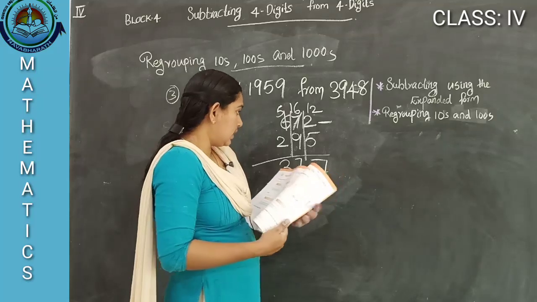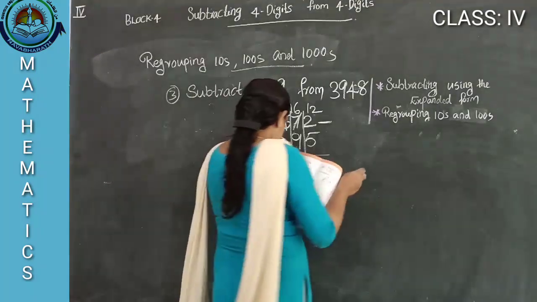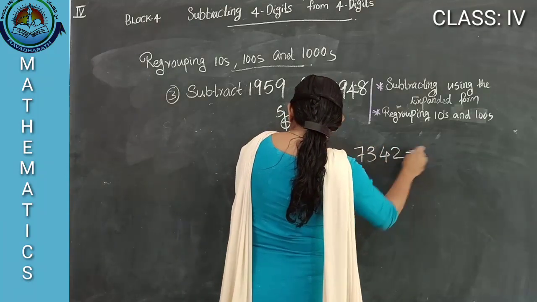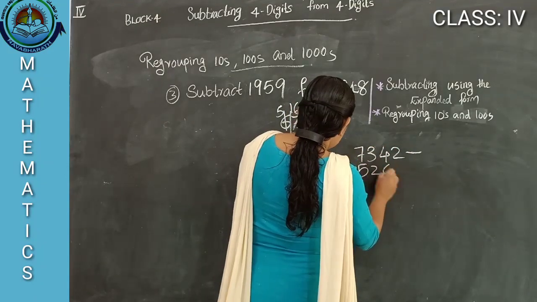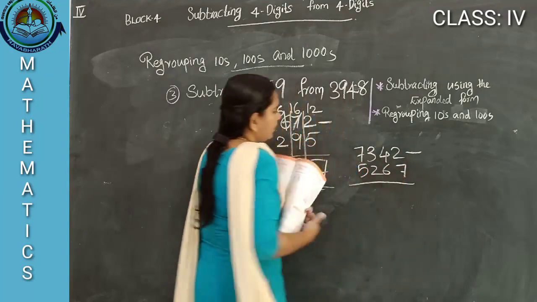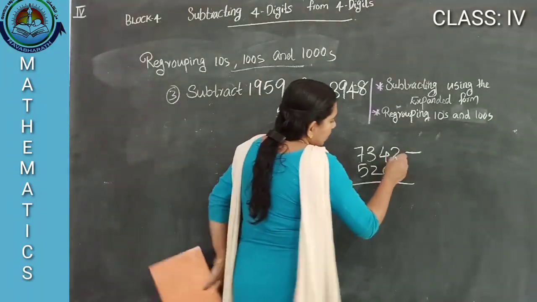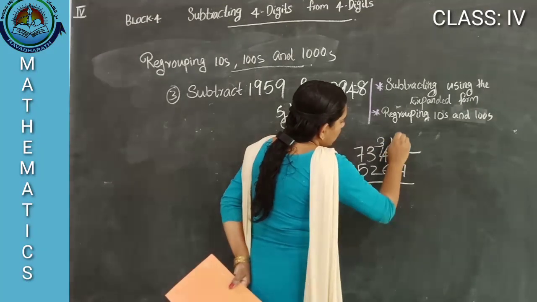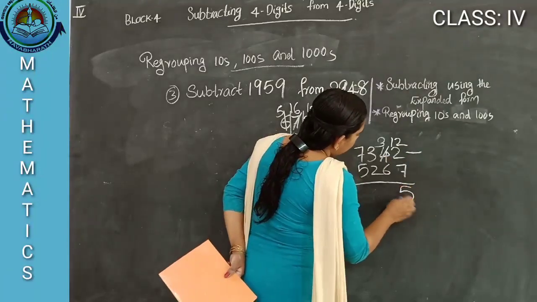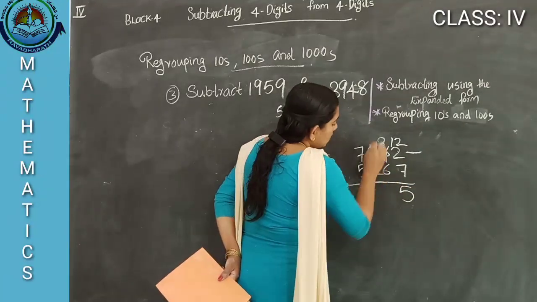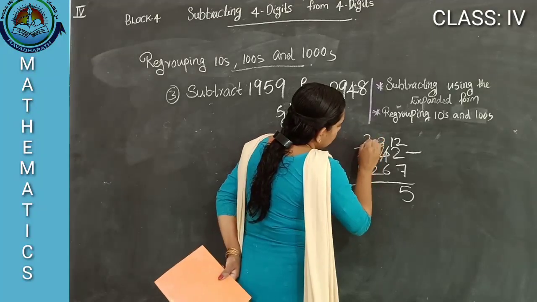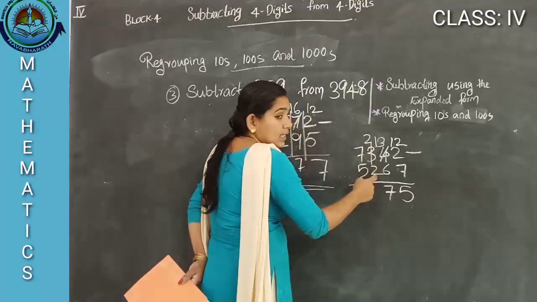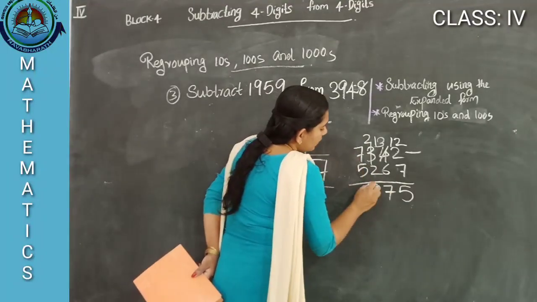Then second, subtract 7,342 minus 5,267. 2 minus 7 is not possible. We are taking 1 from here. This 4 becomes 3, 12. 12 minus 7, 5. 3 minus 6 also not possible. We are taking 1 from here. 2. 13 minus 6, 7. 2 minus 2, 0. 7 minus 5, 2.